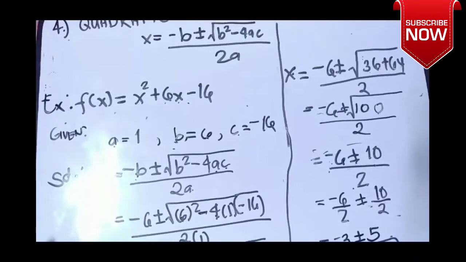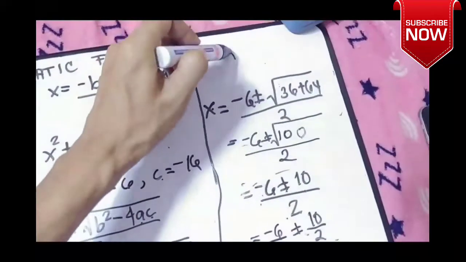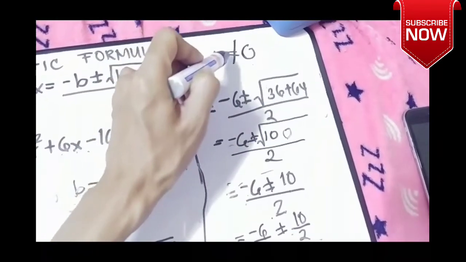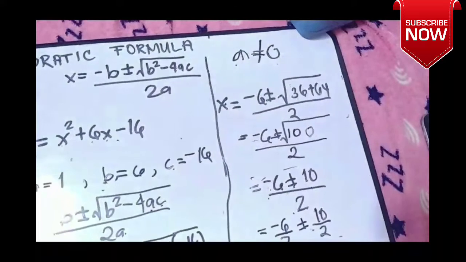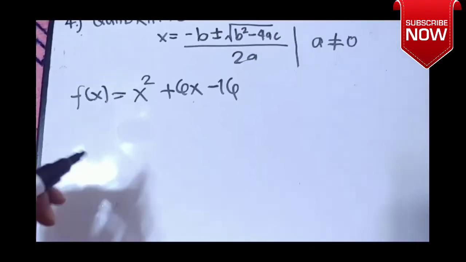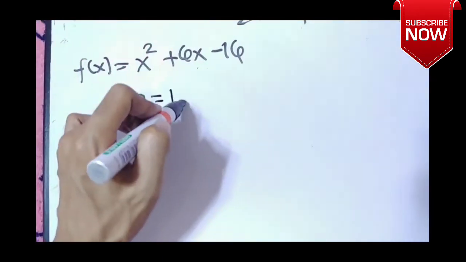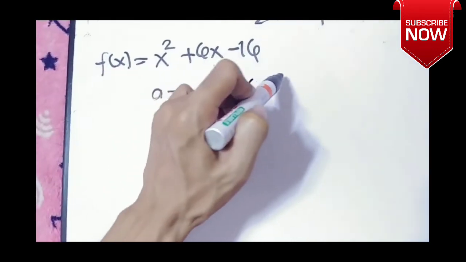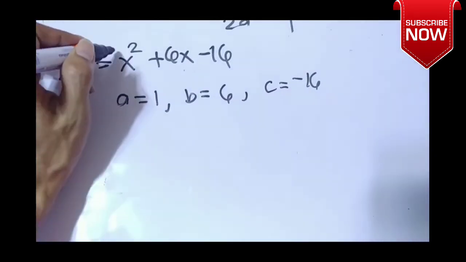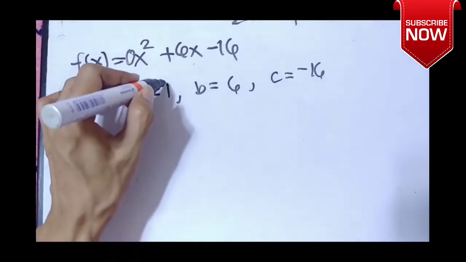So this time, ipapaliwanag ko yung unang statement ko kanina kung bakit ang a kailanman ay hindi pwedeng maging 0. A is always not equal to 0. Okay, mag-area. So equation na to, as we have identified earlier, a is equal to 1, b is 6, and c is negative 16. Considering na 0 to, halimbawa lang, na 0 yan, therefore 0 rin to.